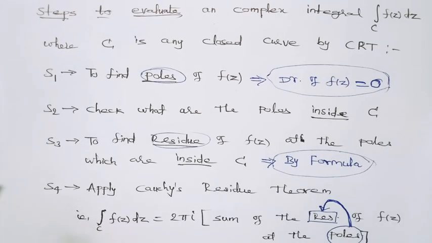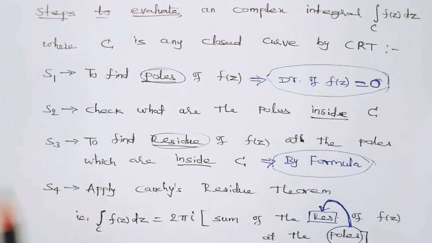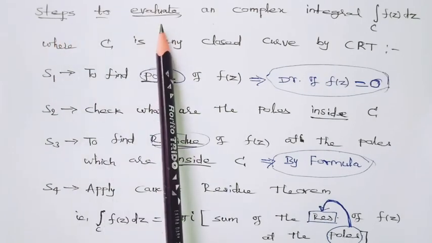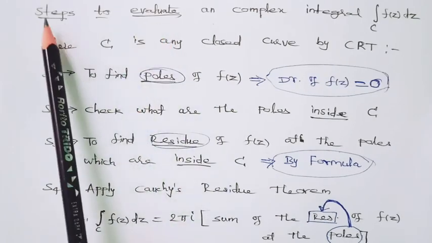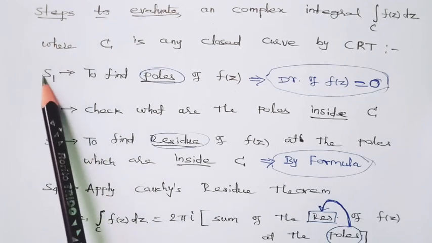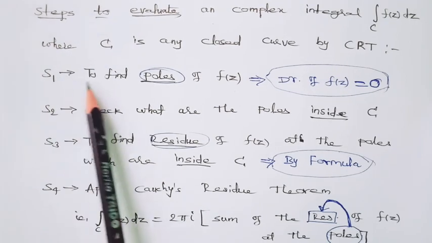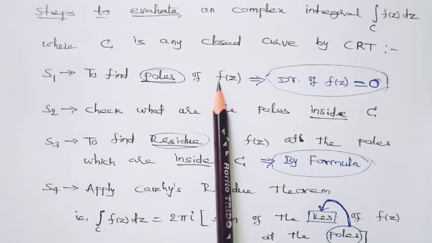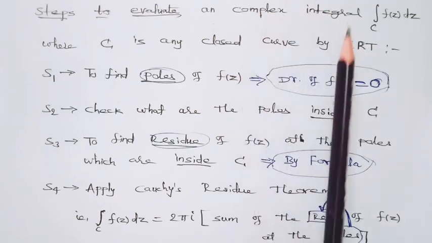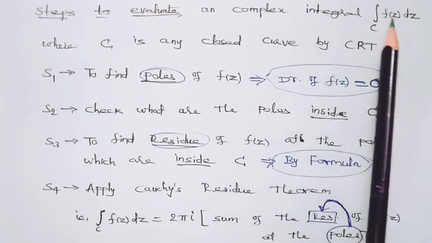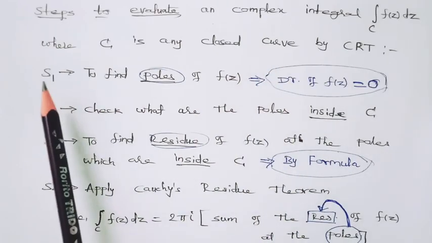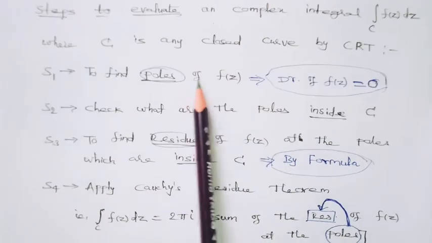Now I am going to explain how to evaluate any complex integral by using the Cauchy residue theorem. I have given the step by step procedure here, just refer to this. Step 1: find the poles of the given function f of z. The integrand of the given question is known as f of z. First you need to find the poles of f of z.